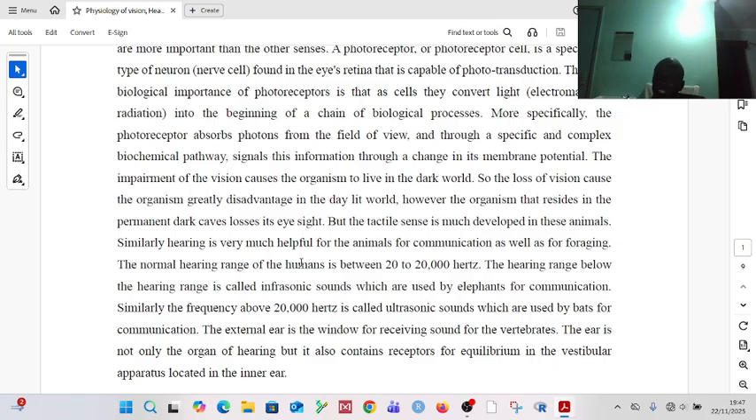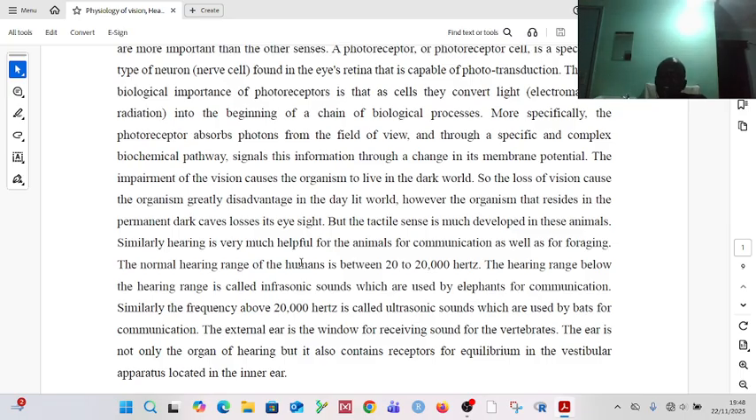For humans, the normal range of hearing, the lowest frequency of sound that a human being can hear is around 20 hertz. Then the highest is around 20,000 hertz. It has to be between 20 and 20,000; you can hear within that range.